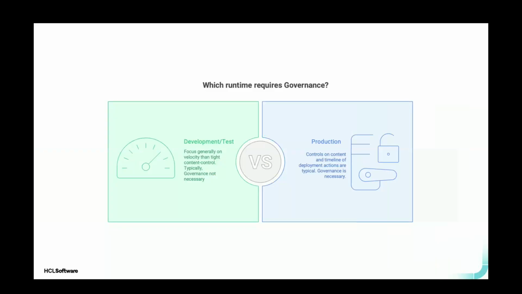So the decision to enable governance for a specific application runtime is a function of velocity versus security. Runtimes that require frequent updates, like developer or test environments, usually benefit from higher velocity and are therefore not ideal candidates for governance. Production runtimes, on the other hand, require tight control and security, which makes governance essential for them. So while governance can be enabled on any environment, we recommend that you do so when you need to prioritize security and control over velocity.